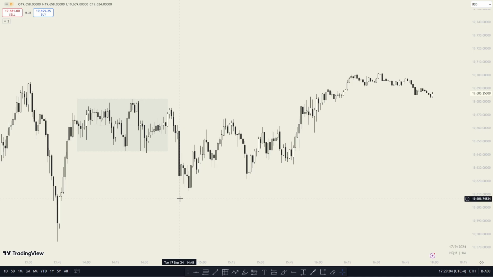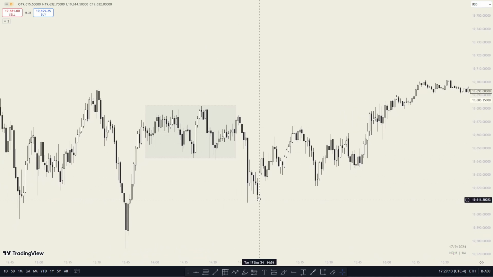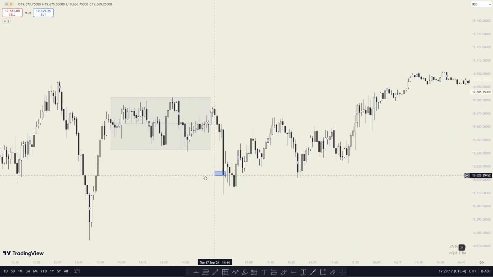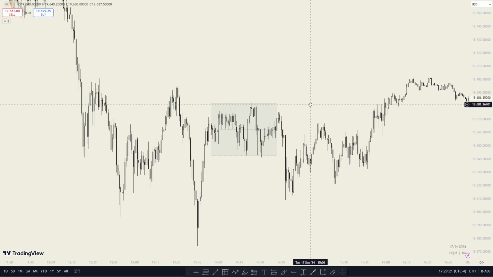This is a very good sign, because obviously if you want to trick people into selling, you need to move price very fast low to the downside. So as you can see, this manipulation was very aggressive, and then we distributed but very slowly to the upside.